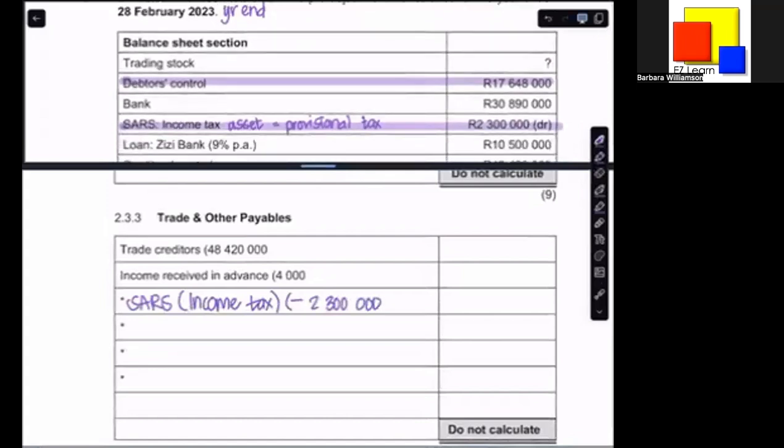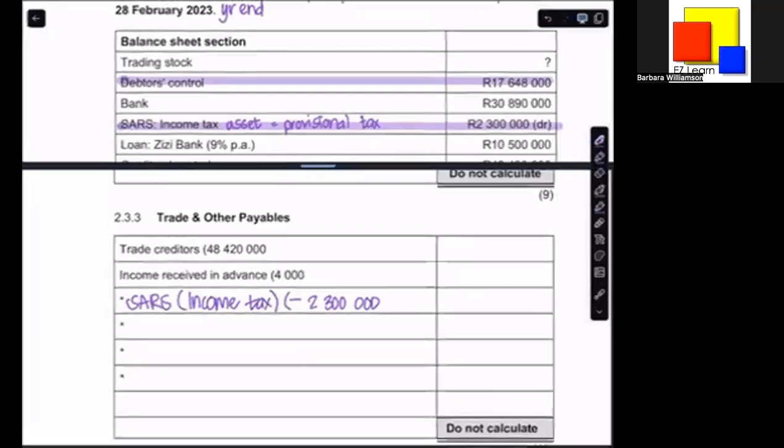You're then given a loan figure. We don't have to show the loan itself, but we are going to need to use the interest and the amount probably for calculating interest later on. So we'll come back to that.